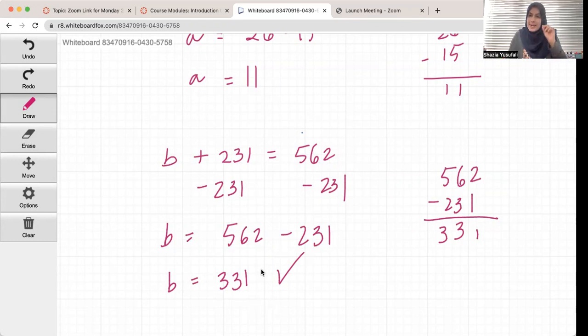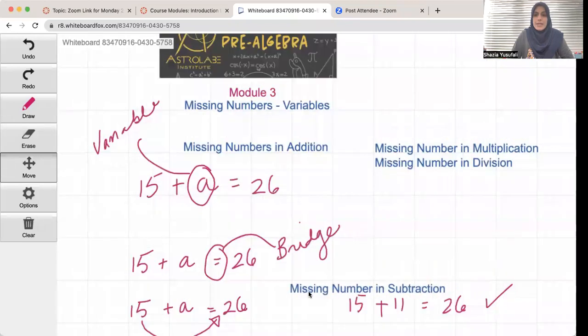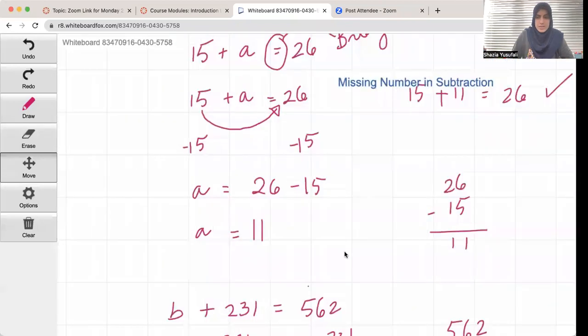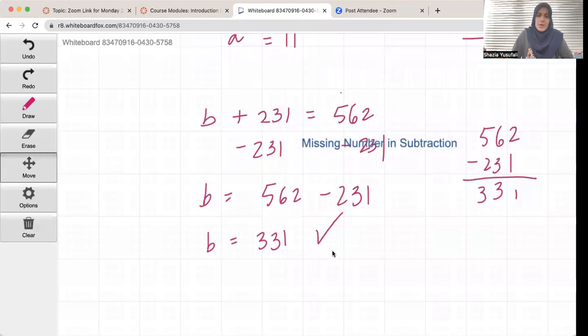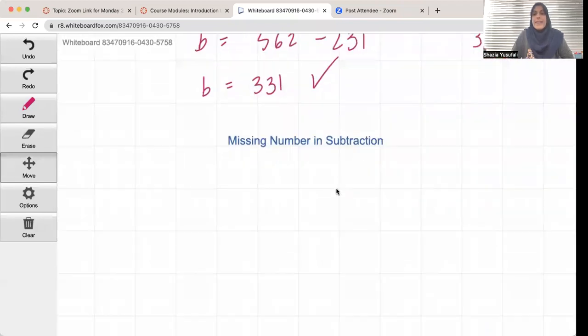But things get a tad bit harder when you work with subtraction. So now, let's go to subtraction. So let's go right at the top. We find our missing number in subtraction. Let's bring it down. There you go, missing number in subtraction. Things get a little wobbly here. But first, we'll talk about the easier part.